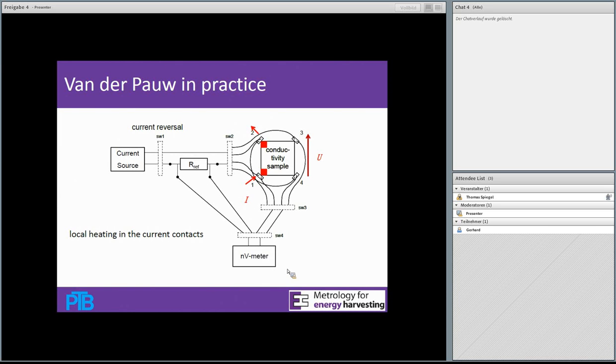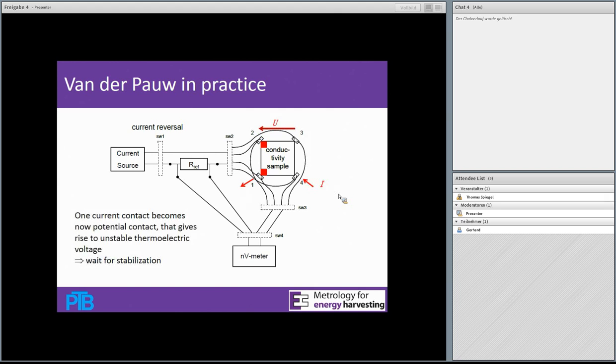So for one measurement, you would pass in the current here in contact 1, get it out in contact 2, and measure the voltage between 3 and 4. But what happens there? It's one of the constraints of the Van der Pauw method. It requires point contacts. And if you pass a reasonably high or low current through a very small area, then you have a quite high contact resistance and you get local heating in these corners, which is not so much of a problem at first sight.